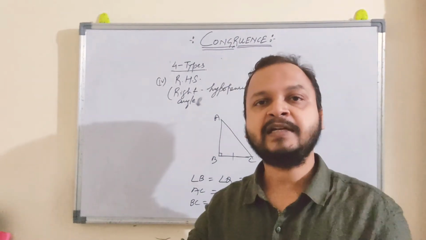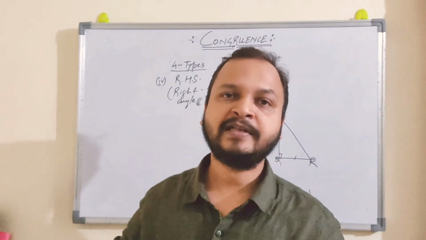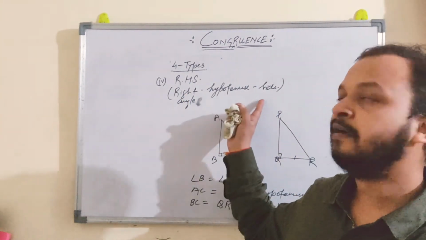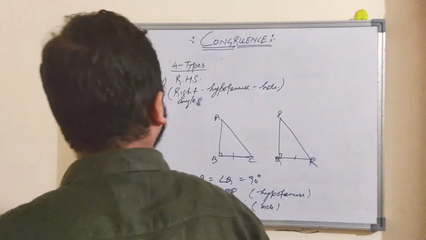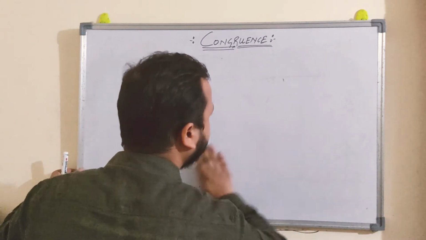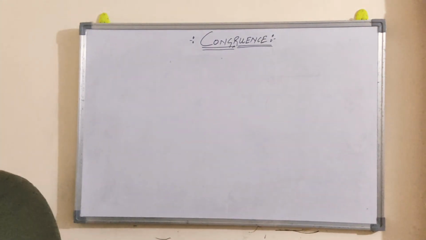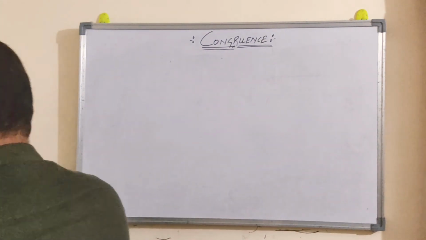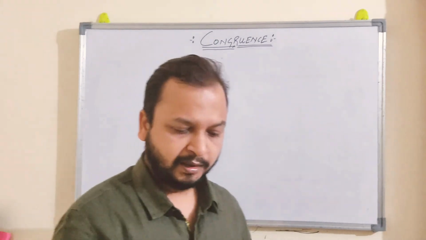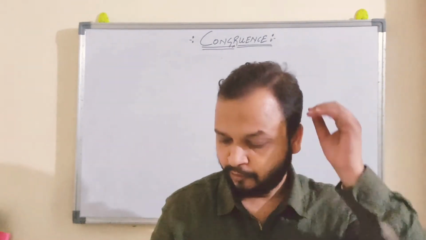So first one is side congruency, second one is side angle side congruency, third one is angle side angle congruency, and fourth one is right angle hypotenuse and side congruency. Now come to questions of the exercise. Come to question number 3.